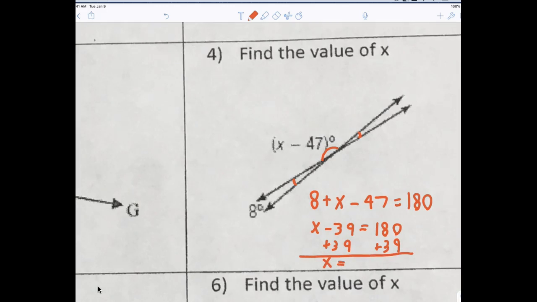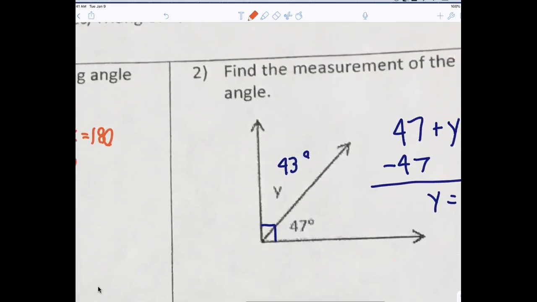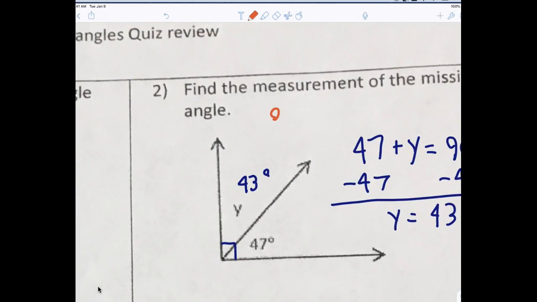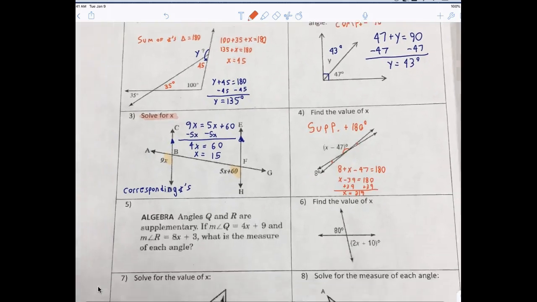You sure? What's 180 plus 39? Equals 219. There you go. x is equal to 219. Not a big deal. But I like what you said. These two angles are supplementary angles. Supplementary angles means they add up to what? 180 degrees. Complementary means they add up to what? 90. Right. Complementary means they add up to 90 degrees. Okay. Let's look at number 5.